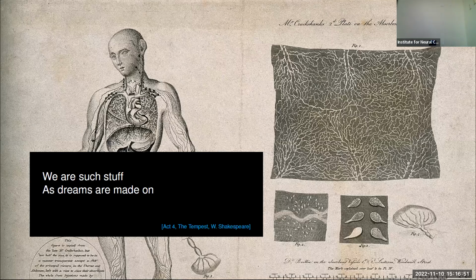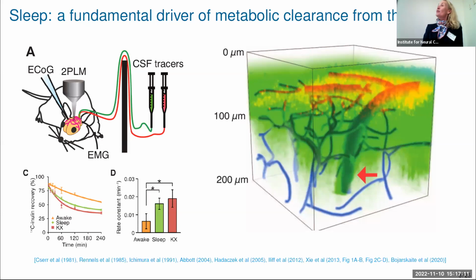Why do we sleep? We spend essentially 1/3 of our lives sleeping. Essentially all living creatures sleep. And in the words of William Shakespeare, we are such stuff as dreams are made of. So why do we sleep? One idea is that we sleep in order for the brain to have a chance to clean up.